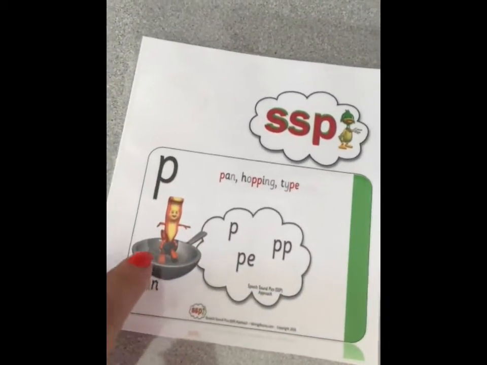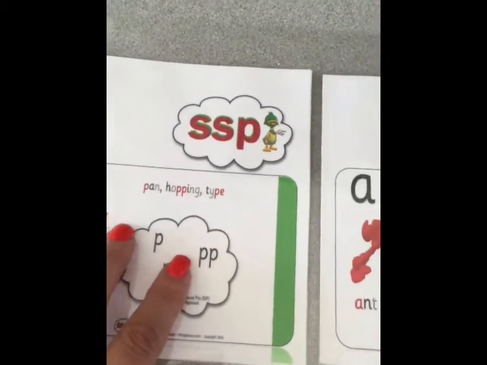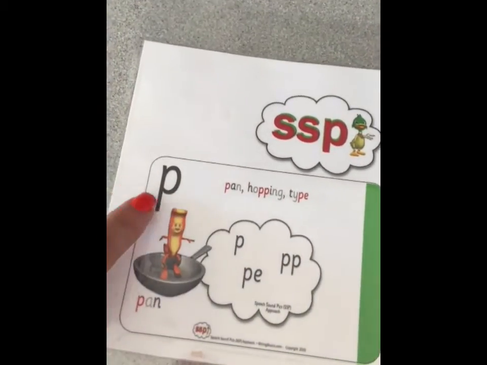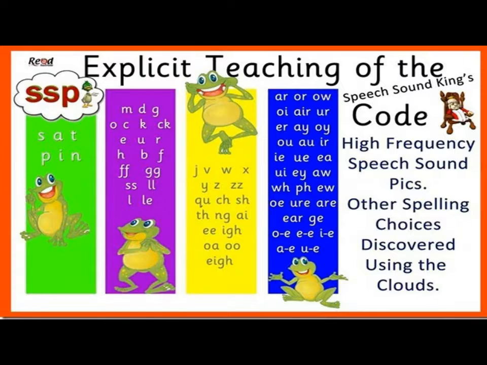So I'm just laminating these. These are already done. I'm going to cut them up. And these will be sold as cards, so not as big as this, but these will be sold as cards, so you can actually have every speech sound. So that's the explicit teaching, that's in the 4 code levels. So we learn the high frequency sound pics.